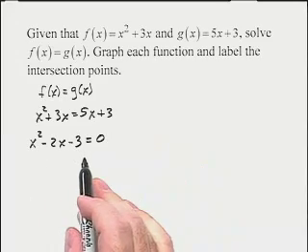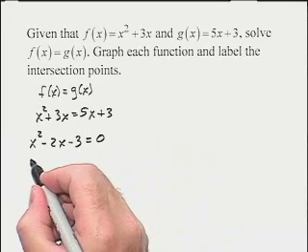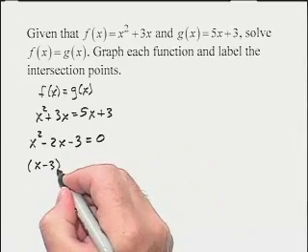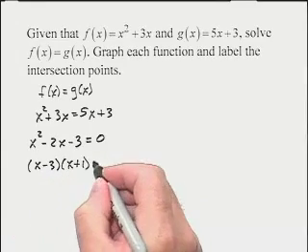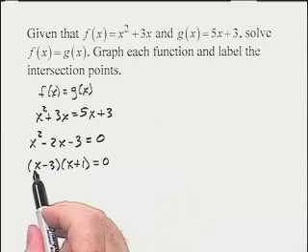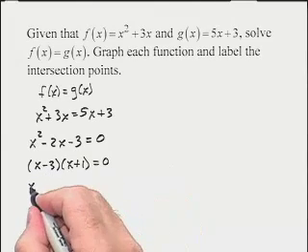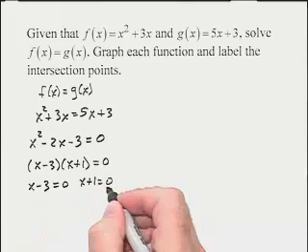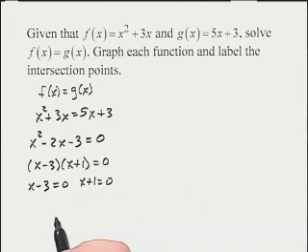We have a quadratic equation. We can solve this by factoring. We'll factor the left side as x minus 3 times x plus 1 equal to 0. We'll set each linear factor equal to 0. So x minus 3 equals 0, x plus 1 equals 0. And we solve these two linear equations.